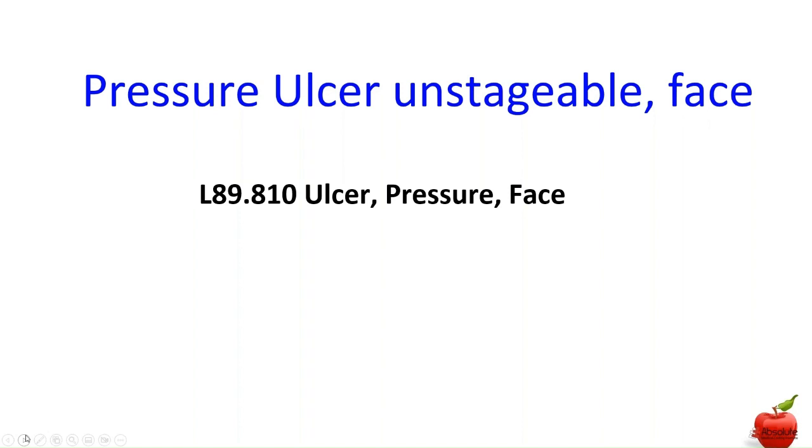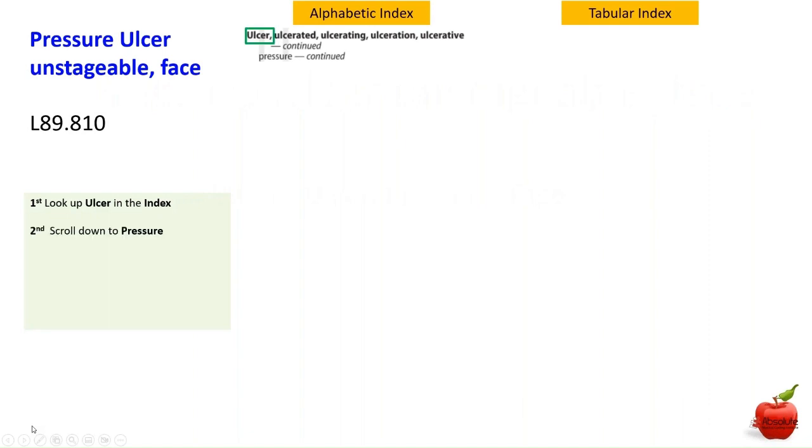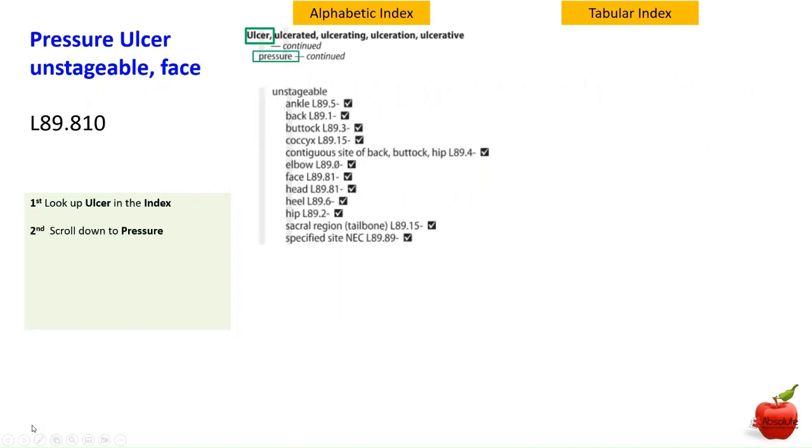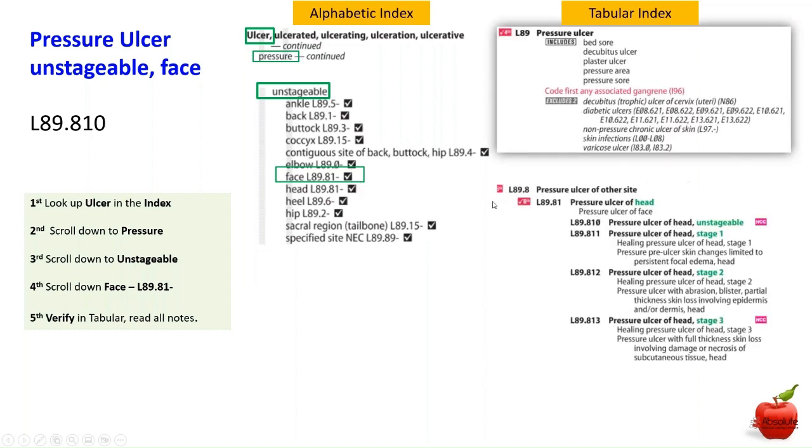So we have L89.810, ulcer pressure face. All right, let's take a look. We're going to look up ulcer in the index as before. We are specifically looking under pressure and unstageable this time. We're going to go down to the face, and that is giving us our code L89.815 followed by a dash and a check. So that's telling us we better get over to that tabular index so that we can complete this code and verify some things. We are in L89. We continue on L89.8 and then L89.81, pressure ulcer of the head, pressure ulcer of face.